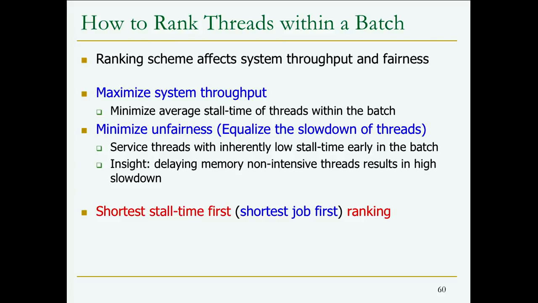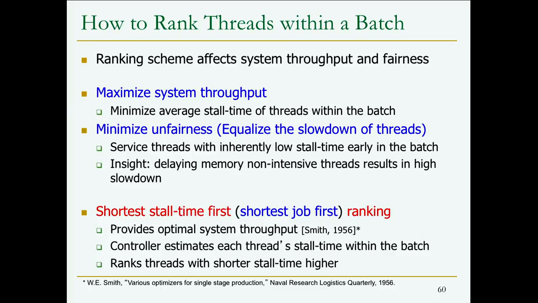So it turns out the shortest stall time first, or shortest job first ranking provides approximately both goals. And the idea over here is to estimate the stall time of the threads within a batch and figure out the shortest jobs and order them based on the shortness of the job. Like order the one with the stall time equal to 1 first, stall time equal to 3 next, stall time equal to 5 next, and that's how you rank them.